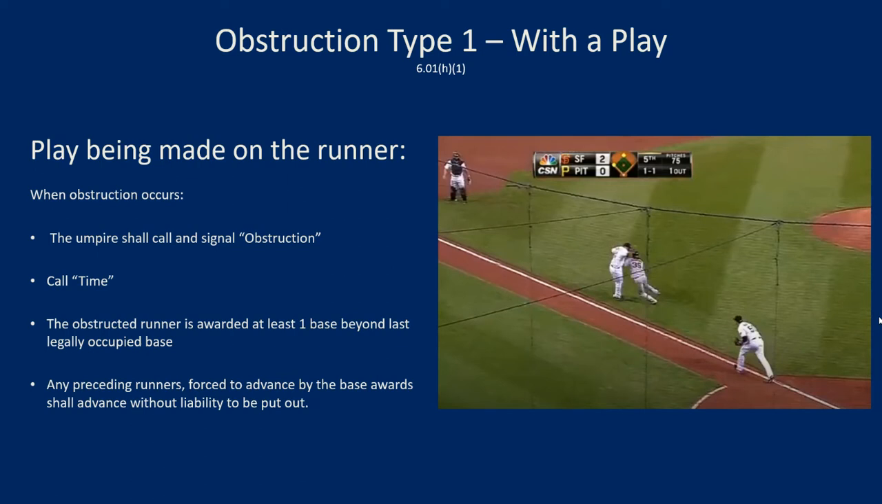So in this type of obstruction, there is a play being made on the runner who got obstructed, so we call time right away and issue them that base award. Let's take a look at an example.